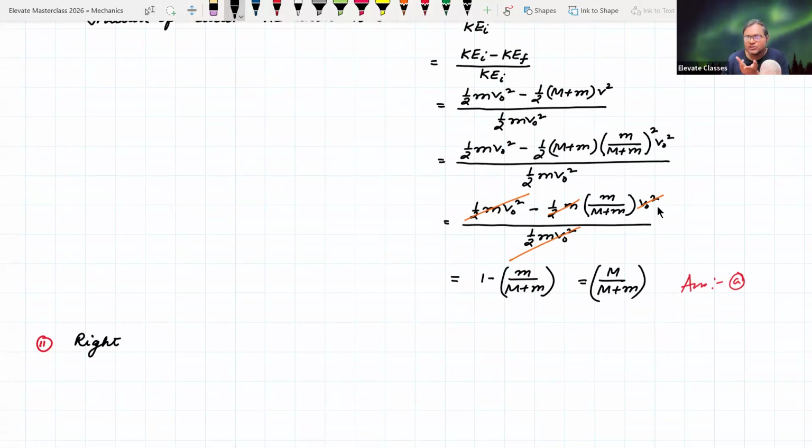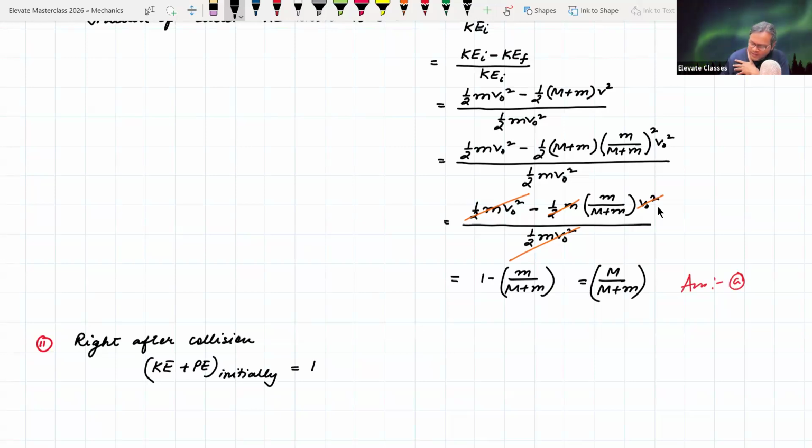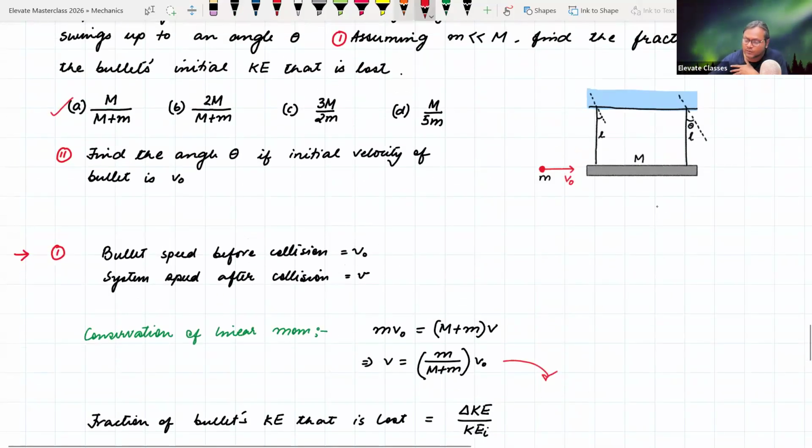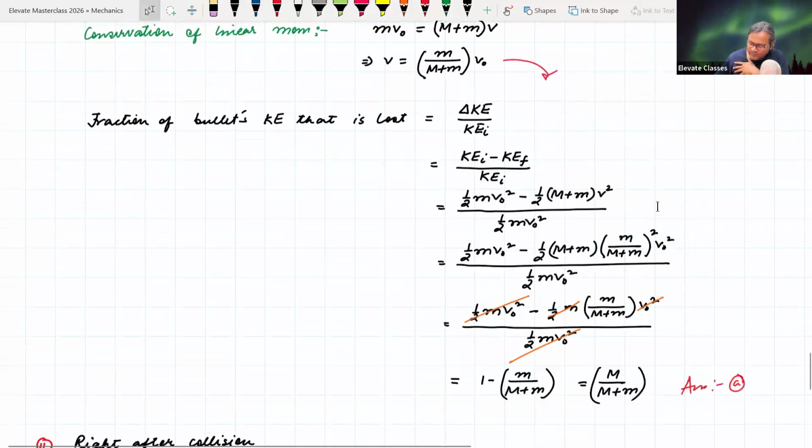Yes, very good. So we can apply conservation of energy. Right after collision, the kinetic energy plus potential energy initially for the overall system is equal to the kinetic energy plus potential energy later for the overall system. What is the kinetic energy of the overall system? Half (M plus m) v square, right? What is the potential energy of the overall system? If I consider this to be the reference for the potential, I take it as ground, then this will automatically be 0.